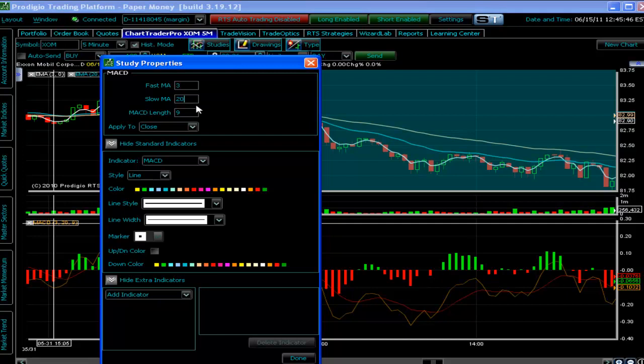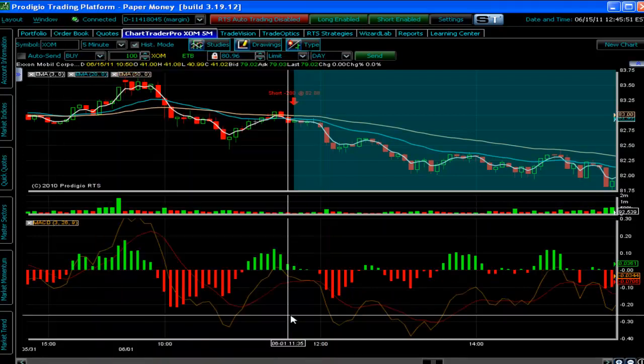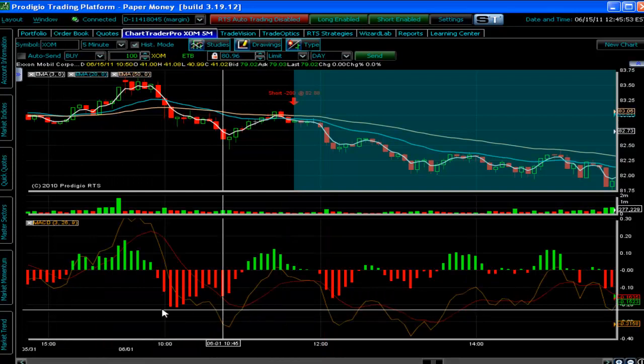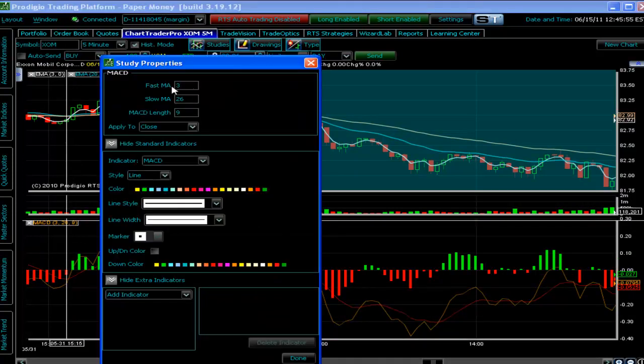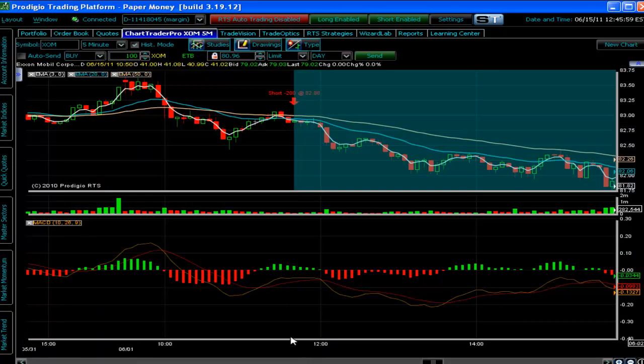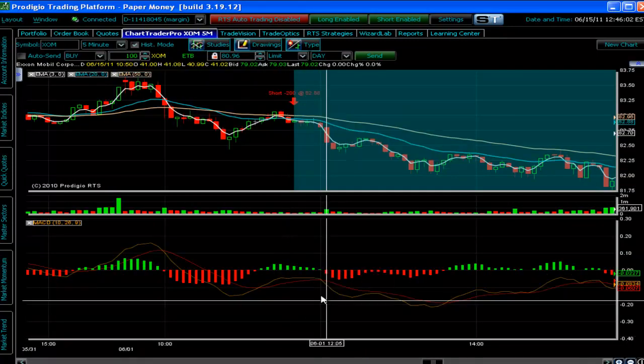Let's keep the fast at 3. Normally this is 26 and this is 9. So let's go back to something more traditional. And I still think that's a little bit choppy. Let's put it at 10, 26, and 9. Okay, and here's something that's a little bit more smoothed out.